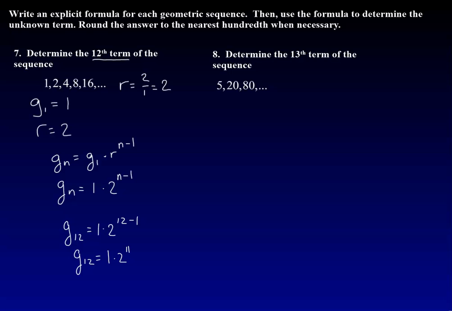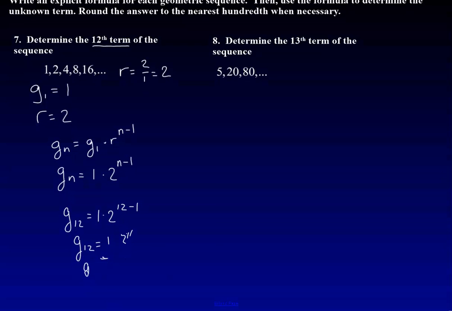So coming back here, we said G of 12 is equal to 1 times 248, which means that G sub 12 equals 248. So go ahead, pause it. I want you to try the next one.